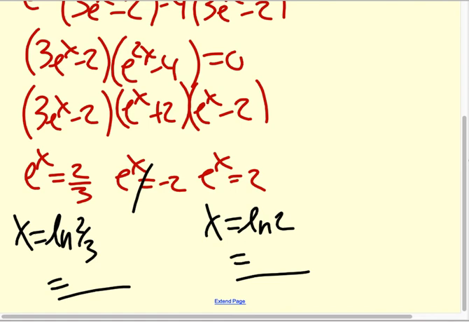Okay, I'm going to stop here with this video. The second video we'll pick up with all the log solving equations, but this is enough on the exponential part of it.